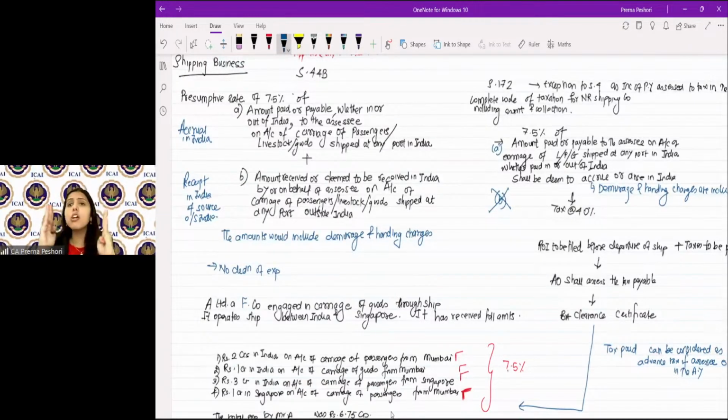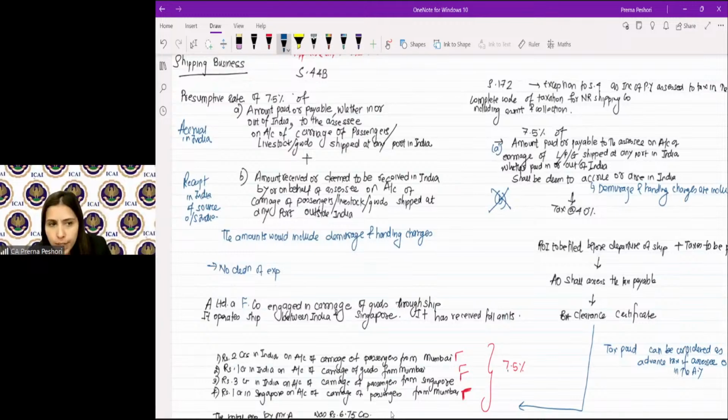Right? So it's the same concept as section 5. For a non-resident, income accruing, arising, deemed to accrue or arise, or income received or deemed to be received in India are taxable. It's the same concept. Under 172, we only have the income accruing in India which is covered.